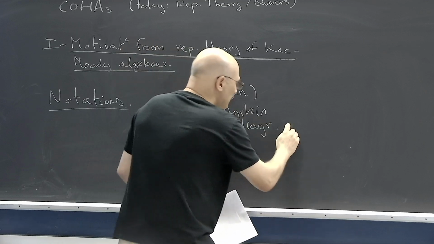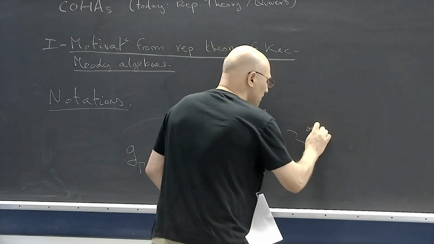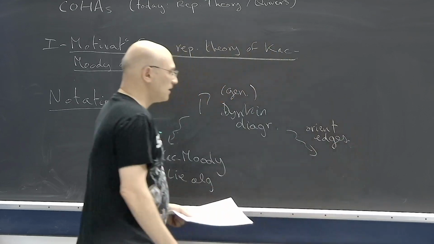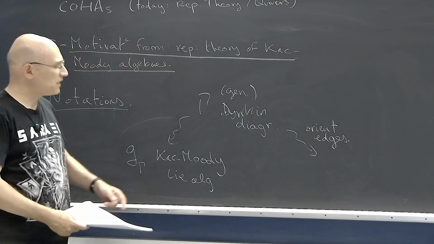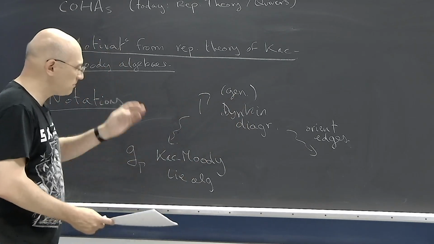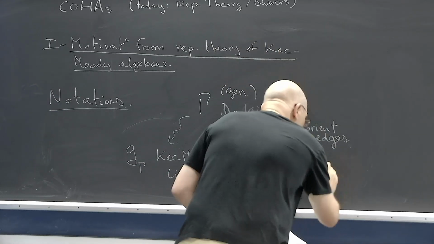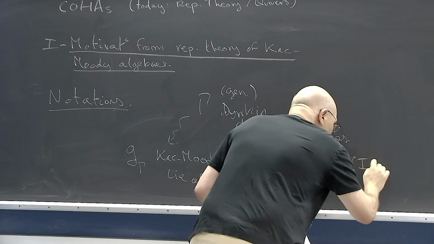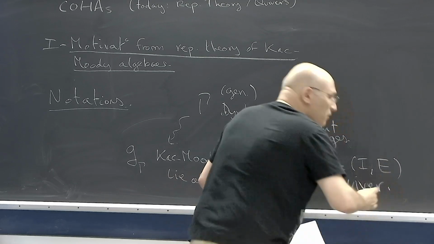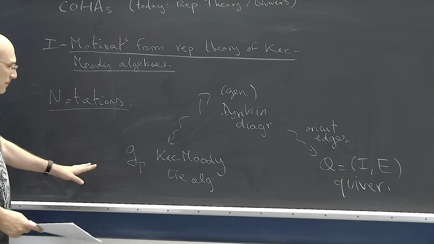And then out of this Dynkin diagram, one can also put some orientation, orient the edges. And maybe do something a bit more fancy if the Dynkin diagram is not simply laced and you have some labels. But OK, let's not consider this case here. And then you get a quiver with a vertex set and an edge set. Quiver.